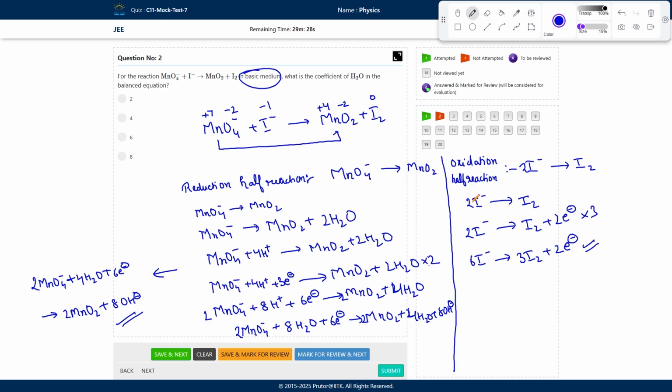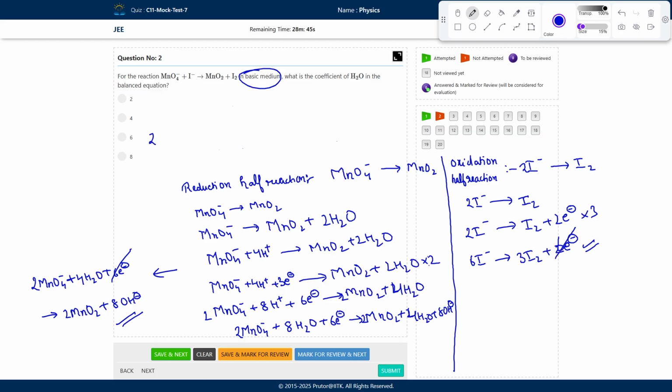You will add both of these reactions. Let me write it here on the top. You have to simply add them. Remember, while adding both of them, the number of electrons is equal but they are present on opposite sides. In the oxidation half reaction, it is present on the right hand side, and in the reduction half reaction, on the left hand side. So on adding, the electrons will get cancelled out. The 3 multiplied by 2 gives 6 here, so this and this will get cancelled out.